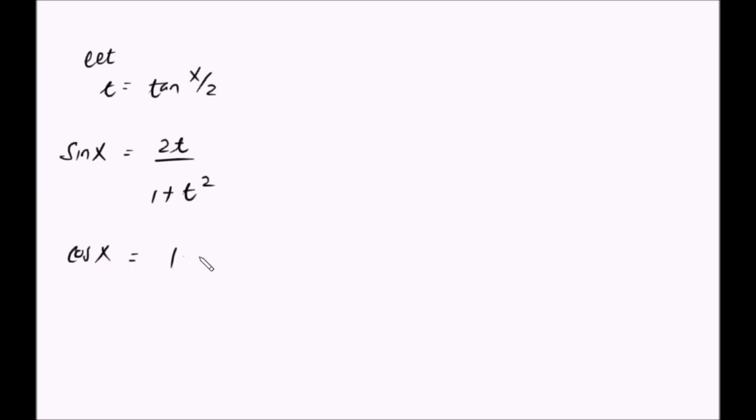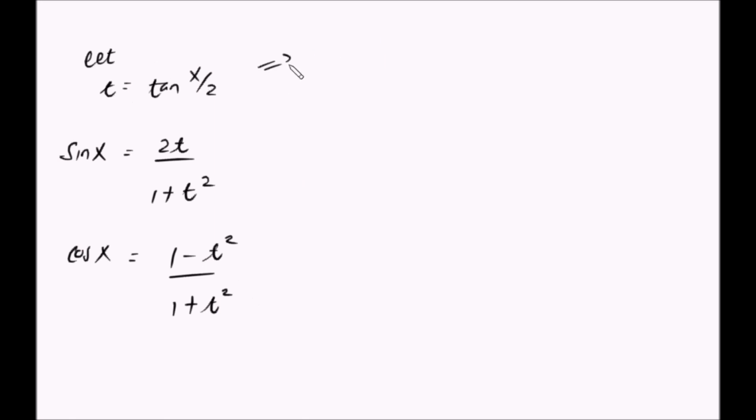Now before I start finding dx, let me remind you. We let t be tan of x over 2. Then we see that sin x will be 2t over 1 plus t squared, and cos x we have seen will be 1 minus t squared over 1 plus t squared. So now we find dx.